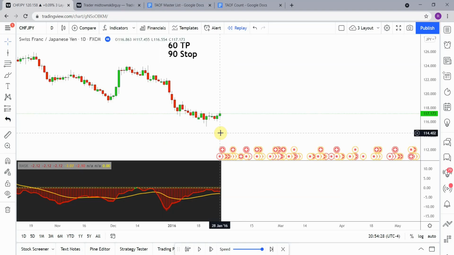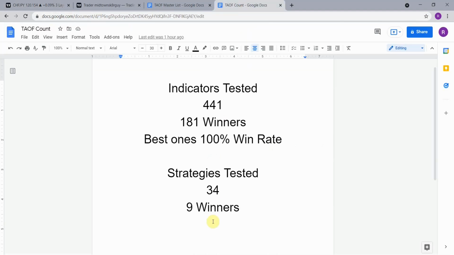Alright, as I said, today we will be testing the relative strength indicator. Before we do though, I wanted to put the testing scoreboard up for everyone to see. So to date, we have tested a total of 34 different strategies, with 9 of them being winners. We've also tested a total of 441 indicators, with 181 of them being winners. The best ones so far were able to achieve a 100% win rate. Now you need to go back and watch those videos to understand the context of how they were able to achieve that. So go back and watch those videos and see what you can get out of those winning indicators.